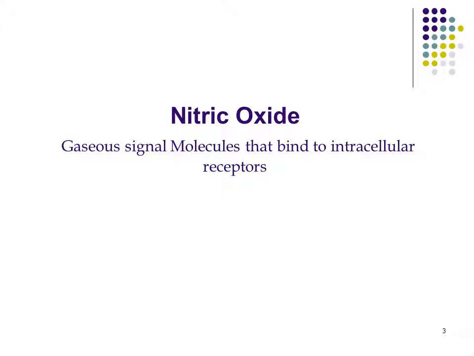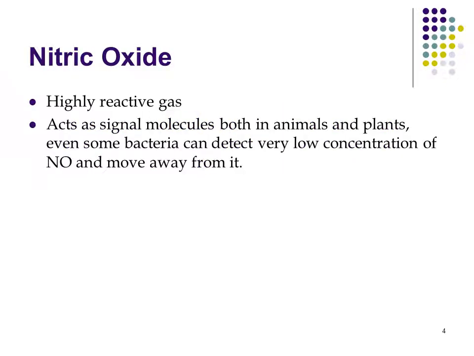The gaseous signal molecules that bind to intracellular receptors. One of its examples is nitric oxide. Let's discuss nitric oxide in detail. Nitric oxide is a highly reactive gas. It acts as a signal molecule both in animals and plants. Even some bacteria can detect very low concentrations of NO and move away from it.